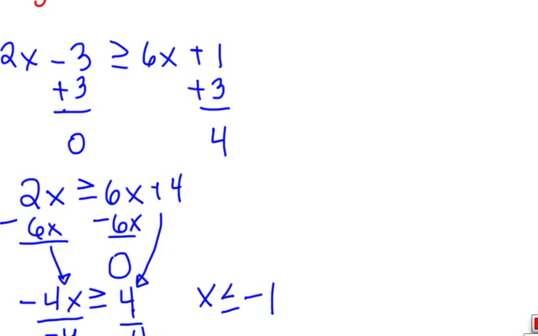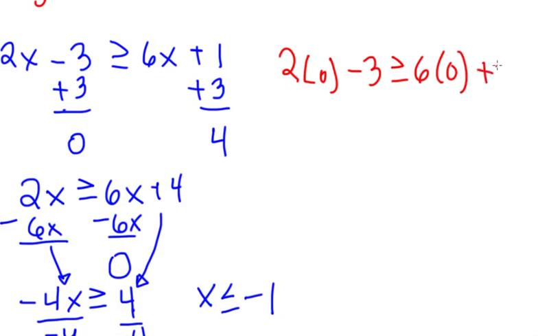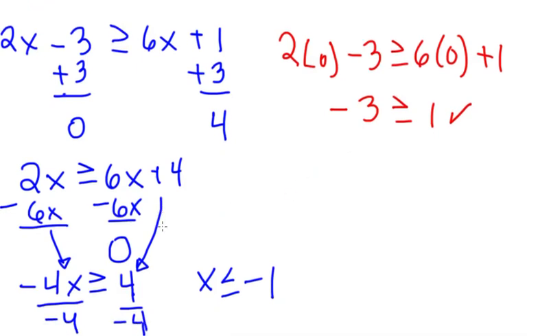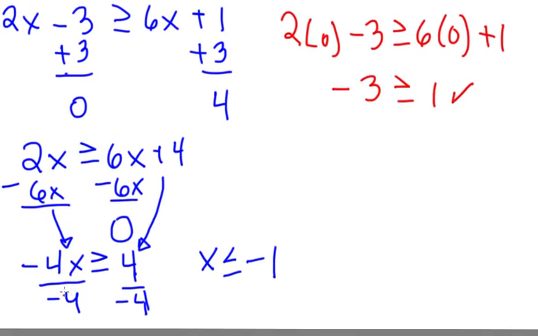I'll do that in a different color so it stands out. And what's a number that's less than or equal to negative 1? Well, 0 is, right? Let's do 2 times 0 minus 3. And we have to use the same number for x, so 0 is over here too. Let's see if this is true. Well, 2 times 0 is 0. Negative 3, is that less than or equal to positive 1? Yeah, it is. So again, the only key is knowing that when you divide by a negative, like you did down here, this sign has to change, and then you should be all right.